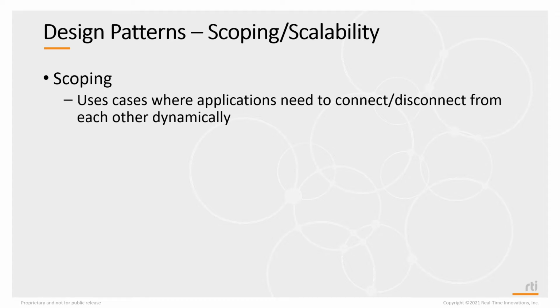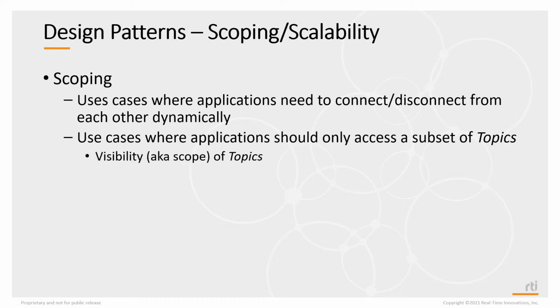Scoping is really how far can your application see, or what does your application see in terms of other applications, in terms of the topics of other applications. Sometimes our applications want to dynamically connect and/or disconnect from other applications in the same system, and may do so repeatedly during system operation. In other cases, you may only want to access a subset of the topics. You either want to publish a subset of the topics or subscribe to a subset of the topics. So the visibility of topics is also a scoping use case.